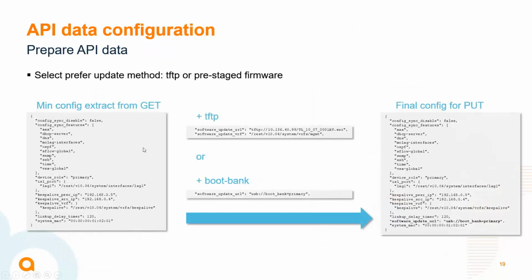So this is again my minimum extract, and then preparing this API data, I will select either the TFTP method, in which I will use the URL and then the VRF, or the boot bank. Typically here I'm using the boot bank, so that would be my final data set for the put.